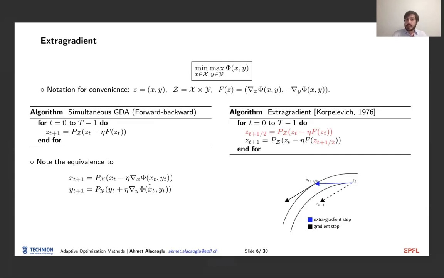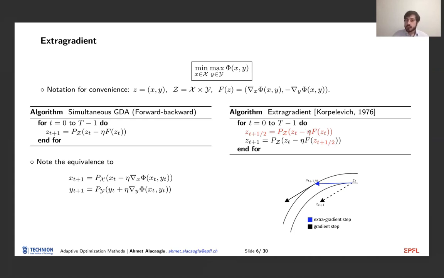And now a simple modification that makes this method work is called the extra gradient method. This is from 1976. What the extra gradient method does is that, on top of simultaneous GDA, it introduces an extrapolation step, which is the source of the name extra gradient. So the main update is the second update. We start from the current iterate z_t and go to the next iterate z_{t+1}, but the gradient, instead of being taken at z_t as in the simultaneous case, is taken at the extrapolated iterate z_{t+1/2}. And z_{t+1/2} is the result of doing one simultaneous GDA step.